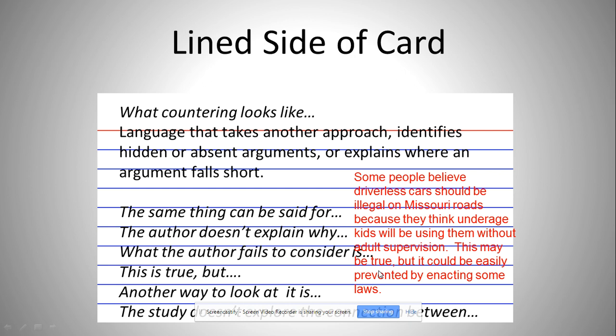And then I need to extend. I need to say something about that quoted text or about my thinking. And that's where this signal sentence starter comes into play. I say this may be true, but it could be easily prevented by enacting some laws.